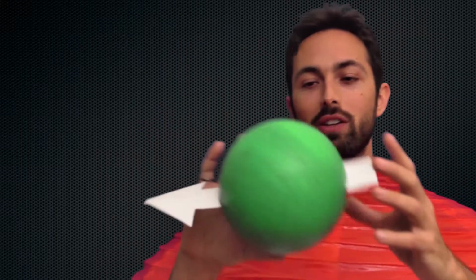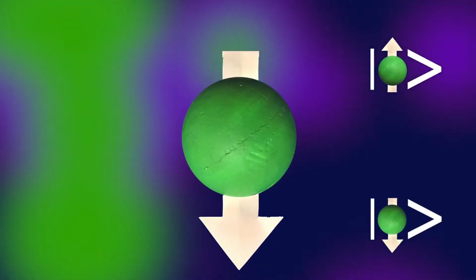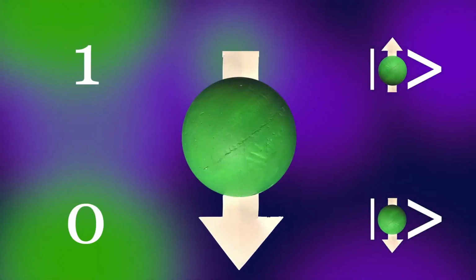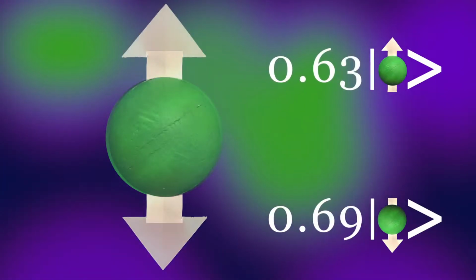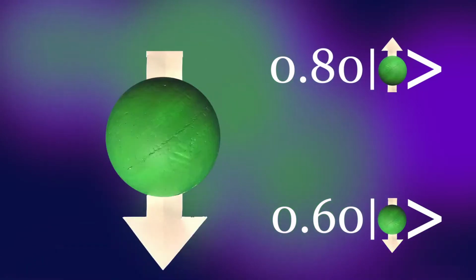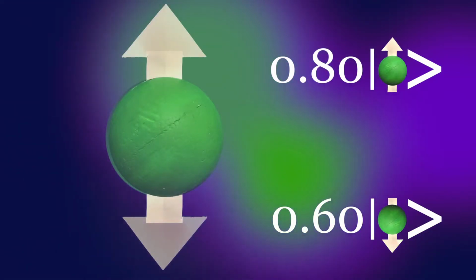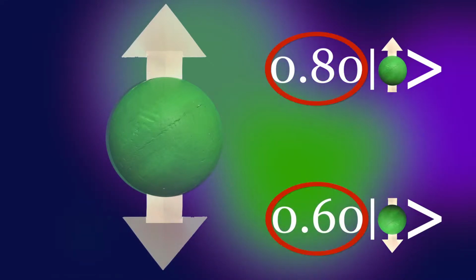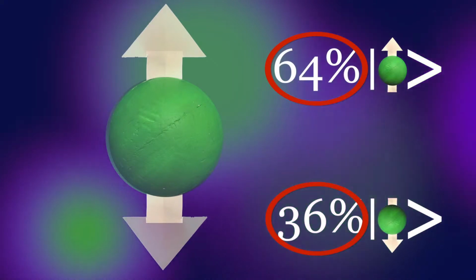Now, so far, this is basically just like a classical bit. It's got 2 states, spin up and spin down, which are like the classical 1 and 0. But the funny thing about quantum objects is that they can be in both states at once. Now, when you measure the spin, it will be either up or down, but before you measure it, the electron can exist in what's called a quantum superposition, where these coefficients indicate the relative probability of finding the electron in one state or the other.